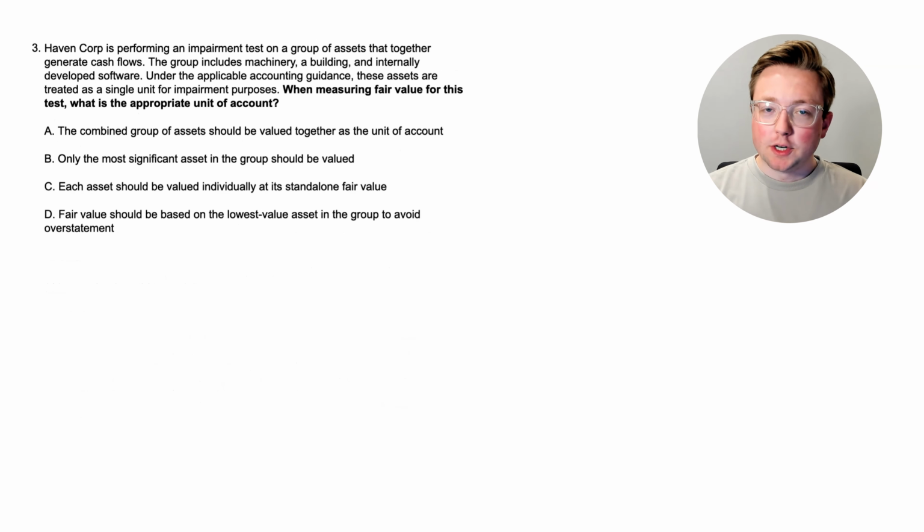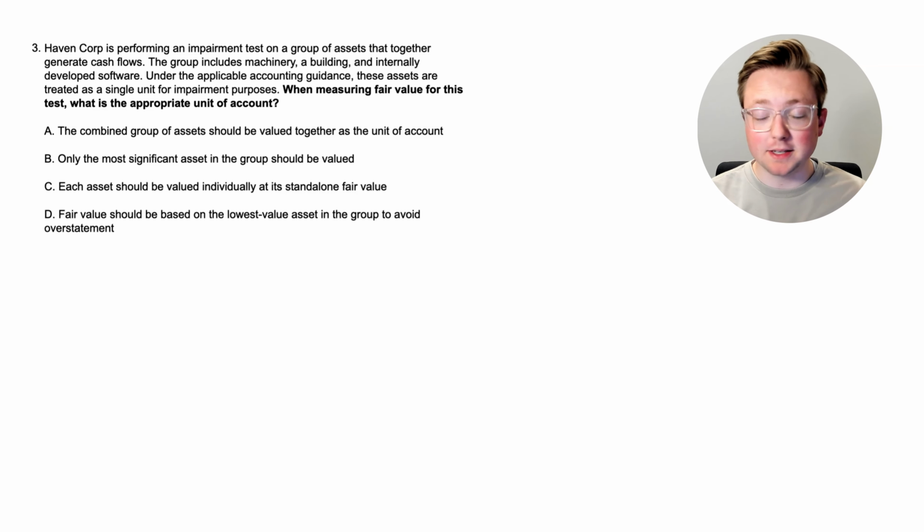All right, here we are at question 3. When measuring fair value for this test, what is the appropriate unit of account? Let's go up to the top. Haven Corp is performing an impairment test on a group of assets that together generate cash flows. The group includes machinery, a building, and internally developed software. Under the applicable accounting guidance, these assets are treated as a single unit for impairment purposes. When measuring fair value for this test, what is the appropriate unit of account?